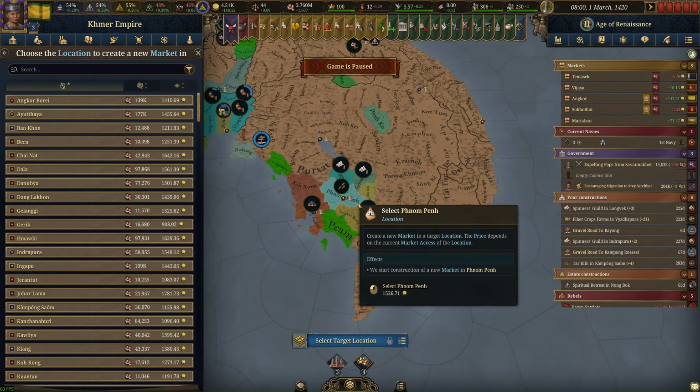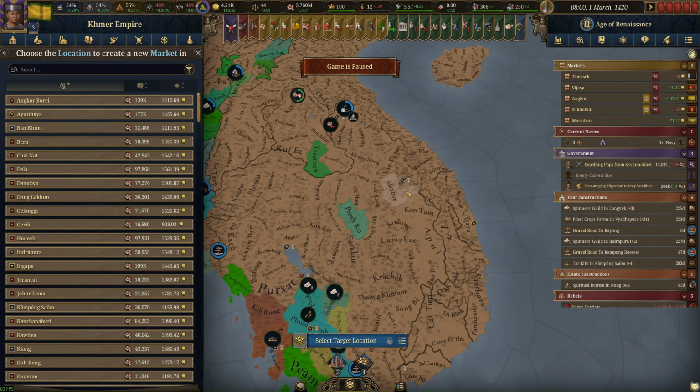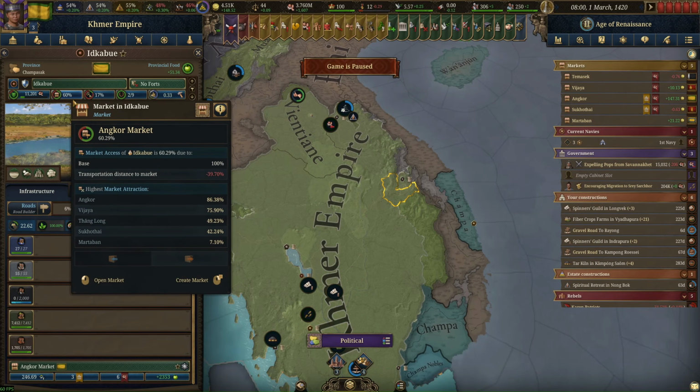When creating a new market, you must do it wisely and meet the condition of having a city or a town in which you establish the new market. You can also do it on rural territory if the market access of that location is below 25%.